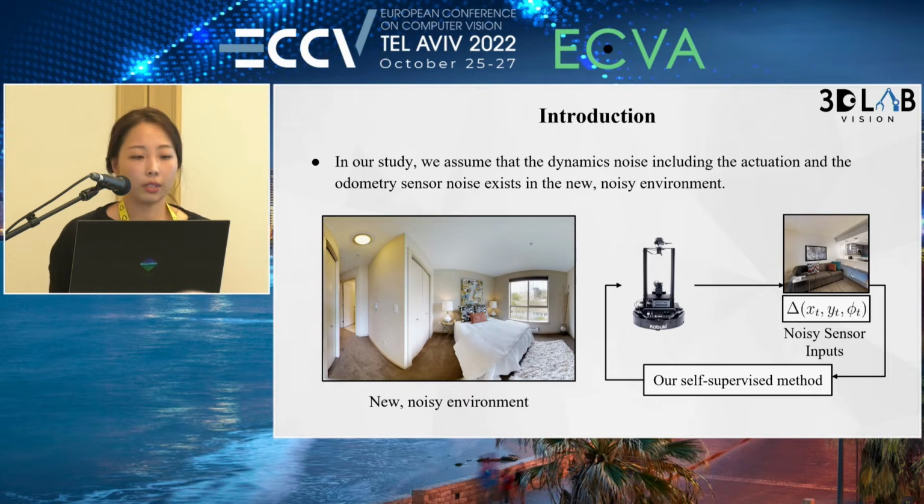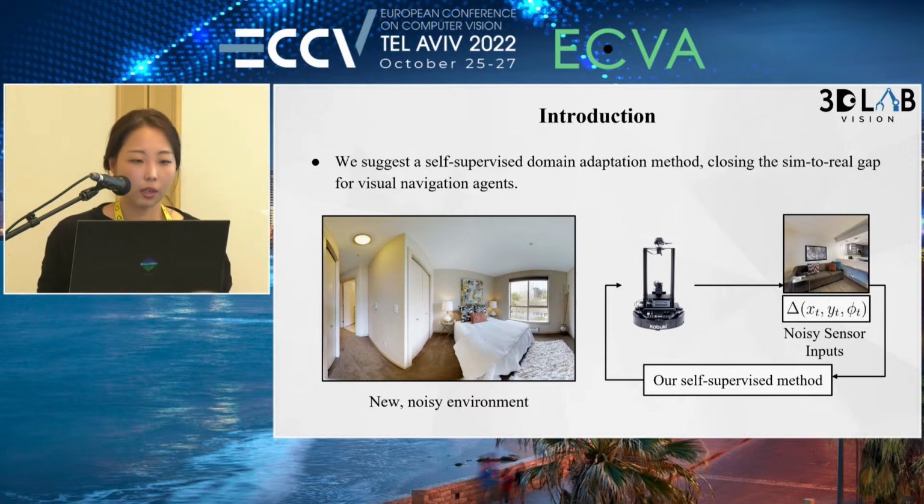In our study, we assume that the dynamics noise, including the actuation and the odometry sensor noise, exists in the new realistic noisy environment. So we are trying to transfer the pre-trained agent, which was trained in the noiseless simulator, to the new environment where the dynamics noise exists. We are suggesting a self-supervised domain adaptation method. Of course, it is self-supervised because the ground truth labels are not available in the real environment. And we're trying to close the sim-to-real gap for visual navigation agents.